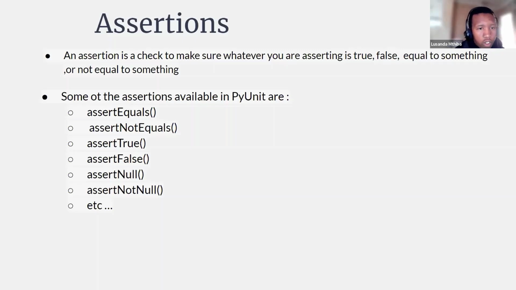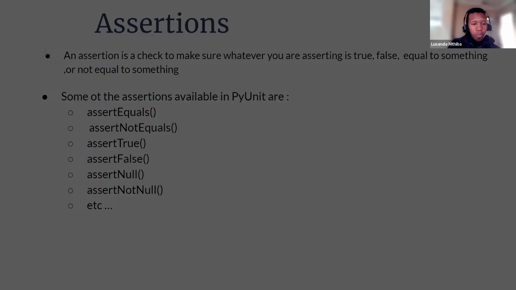assertTrue, as I mentioned, tests whether something is true: it returns true or it returns false. Then assertFalse and the null assertions. And there are so many of them. So then I will continue.